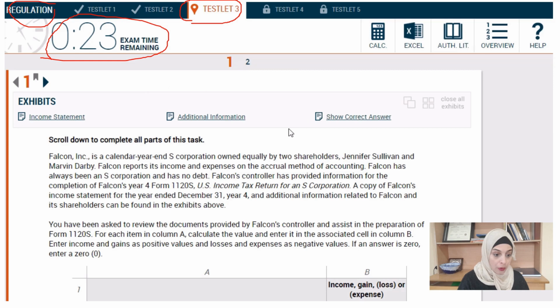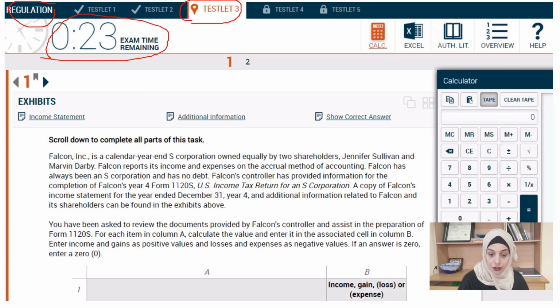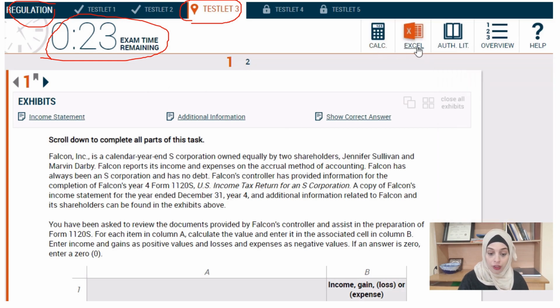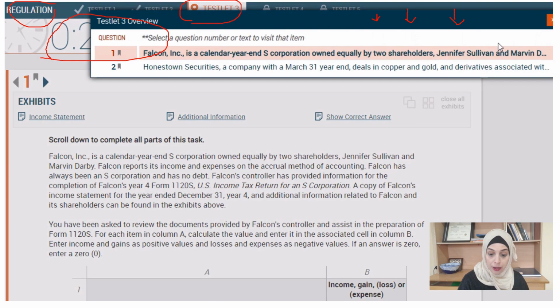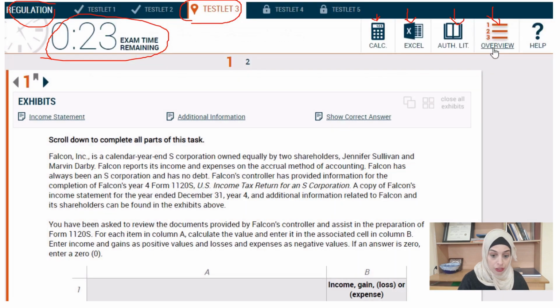And you also have a calculator and the Excel sheets. You can use Excel during the exam. It's like the desktop Excel you usually use, so that's a great tool you can use. You have the authoritative literature here as well, and an overview of the questions. It gives you an overview of the questions that are coming, and here's the help button too.